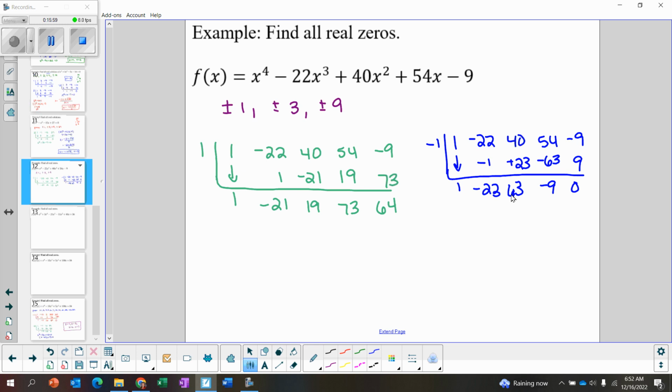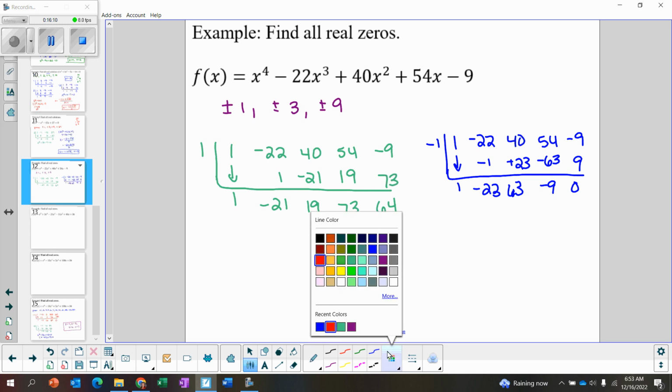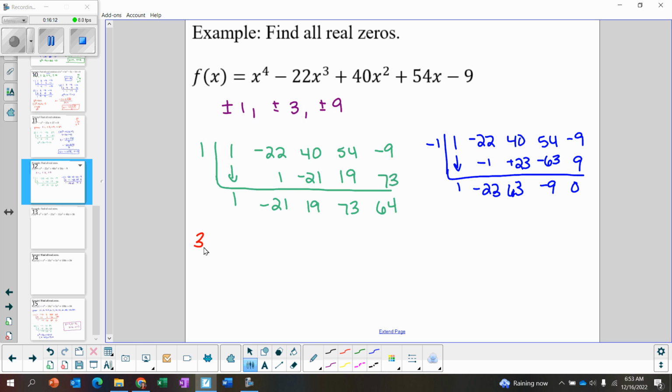So what I'm going to have to do is keep trying numbers from my list. I already know 1 doesn't work. I could try negative 1 again, because it's possible that negative 1 was a repeated solution. But since I already know my answers, I'm going to go ahead and try positive 3. And now I'm actually going to use these numbers. Right? I want the reduced one. So we get 3 there, we get negative 60 there, and we get 9 there.